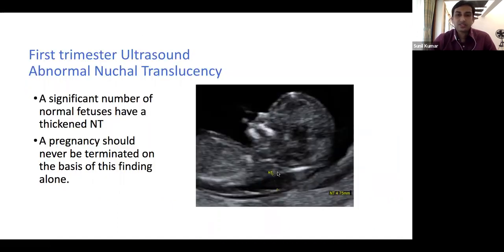Abnormal nuchal translucency. This is an example of abnormal nuchal translucency. A significant number of normal fetuses have a thickened NT. A pregnancy should never be terminated on the basis of this finding alone. It's very important. I will show you why.